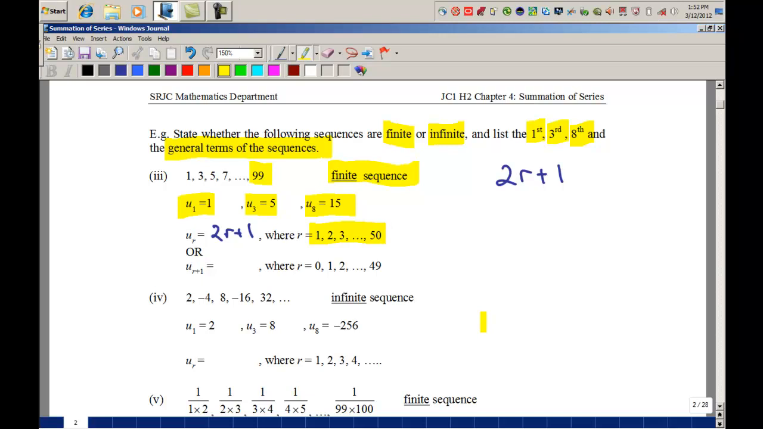We can also write an odd number in this form, 2R minus 1. And if we choose the set of R values to run from 0 to 49, then we can write the general term UR plus 1 as 2R minus 1. Both forms are similar.